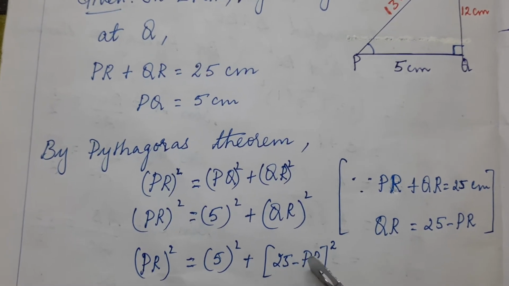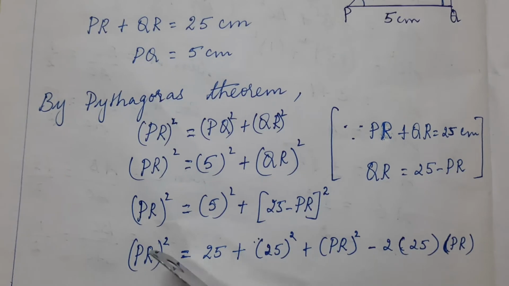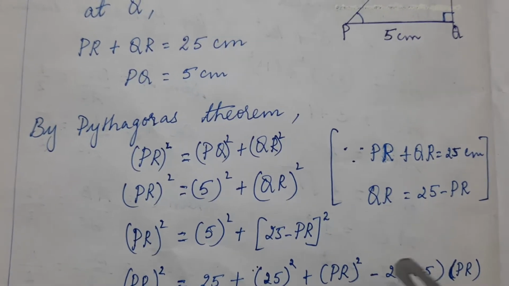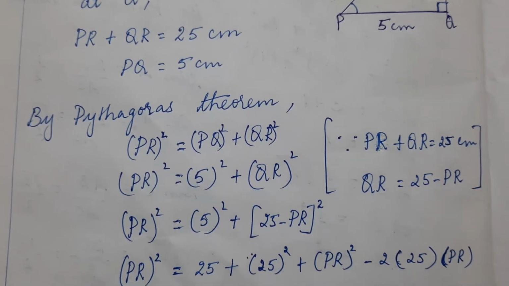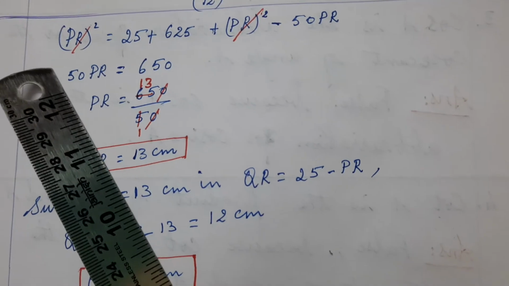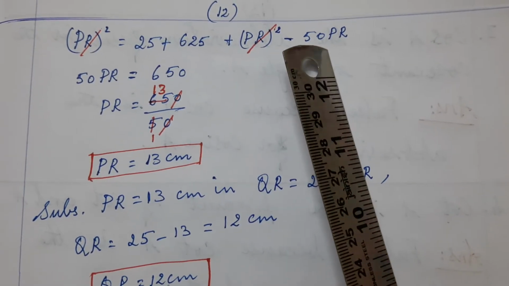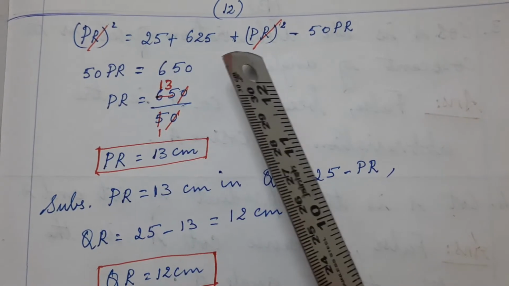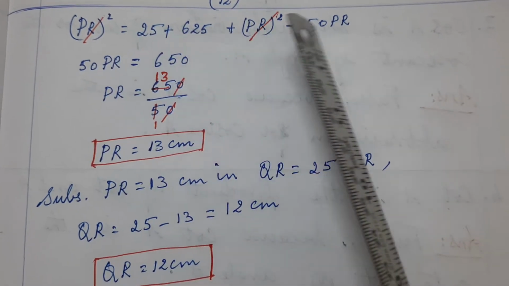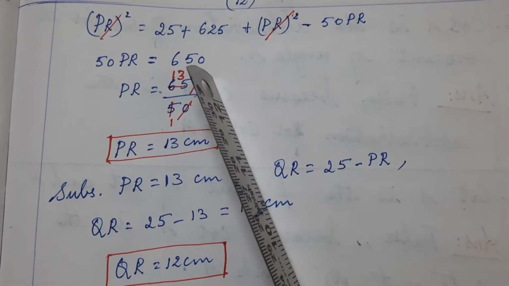And this becomes the (A minus B) the whole square form: A square plus B square minus 2AB. So, PR square is equal to 5 square plus 25 square plus PR square minus 2 into 25 into PR. So, now PR square is equal to 25 plus 625 plus PR square minus 50 PR. This PR square and PR square get cancelled. You know very well when it goes to the other side it becomes 0. So, now I am bringing this minus 50 PR to the left hand side. So, 50 PR is equal to 650.